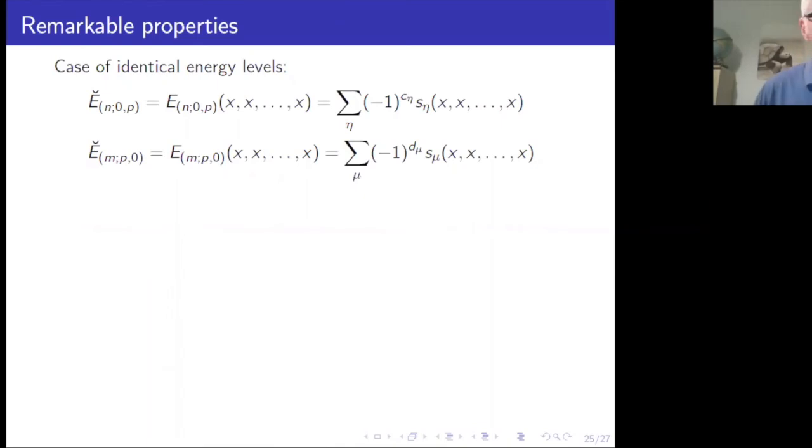So remember, in our partition function, or in our character formula, if you want, we had certain numerators, and I will concentrate now on the case of identical energy levels. So all x's are equal. Here we had a sum over Schur functions, self-conjugates, but with p boxes added to the legs. Here we have self-conjugate partitions, but with p boxes added to the arms of the partitions.